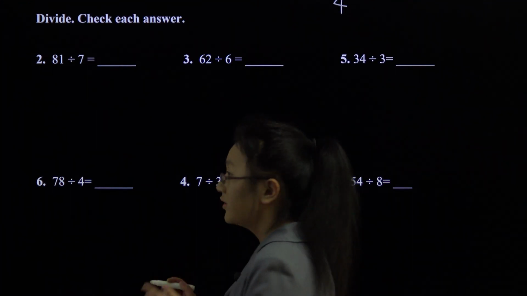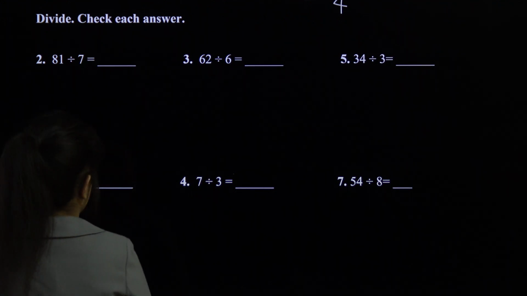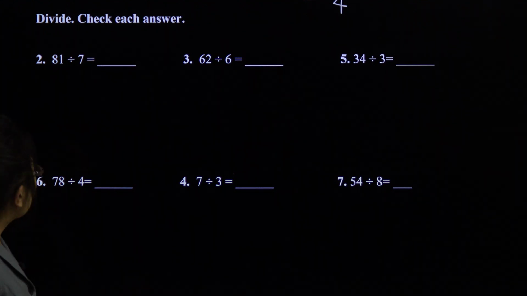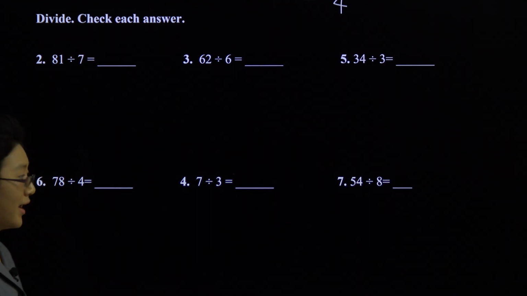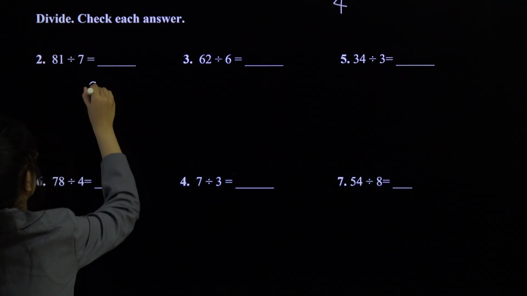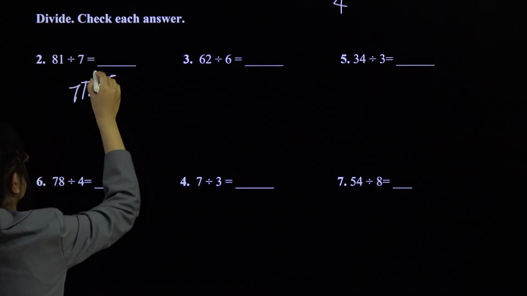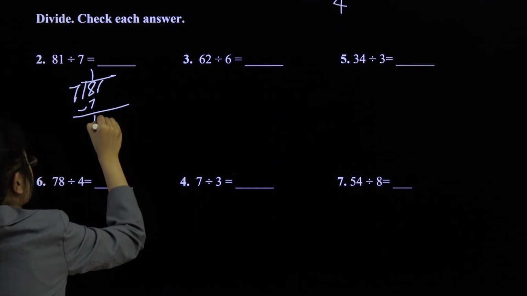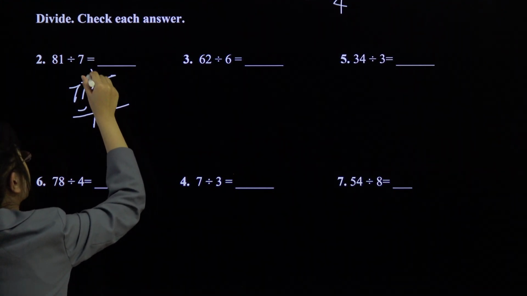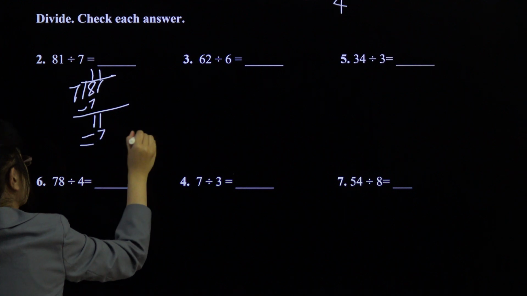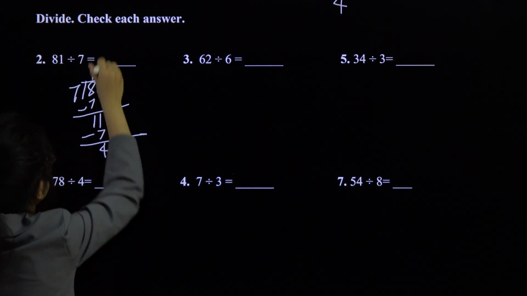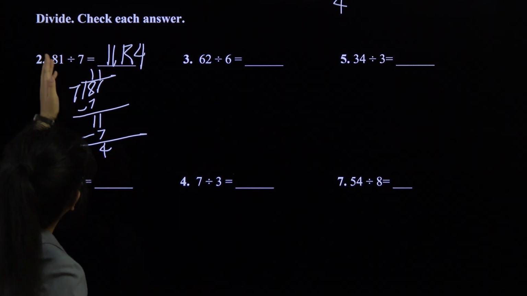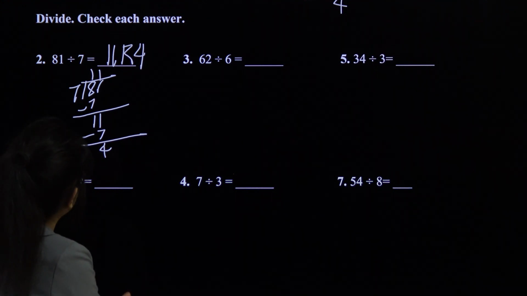Now, we're going to do some division. 81 divided by 7. From our knowledge of multiplication tables, we should know that 81 divided by 7 is not a whole number. So we do 81 divided by 7. 8 divided by 7 is 1. And that leaves us with 11. And then 11 divided by 7 is also 1. And that leaves us with 4. 11 remainder 4 is our answer. How do we check? Well, 7 times 11 is 77, plus 4 is 81.